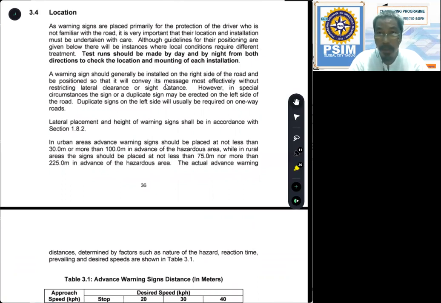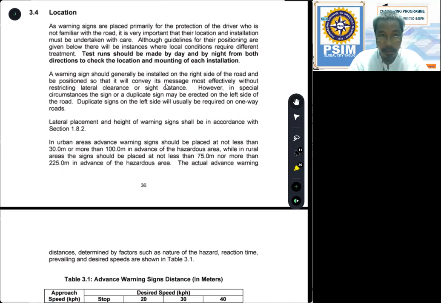For those drivers who are not familiar, test runs should be made by day and by night from both directions to check the location and mounting of each installation. Must be tested.